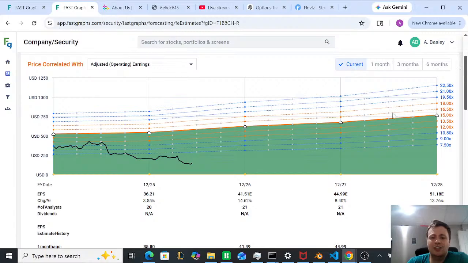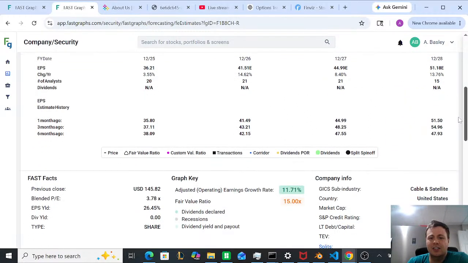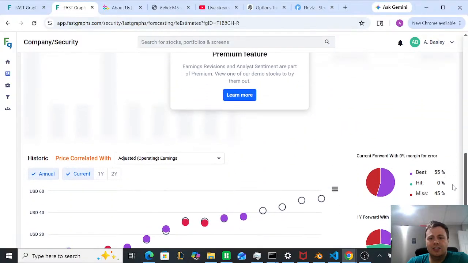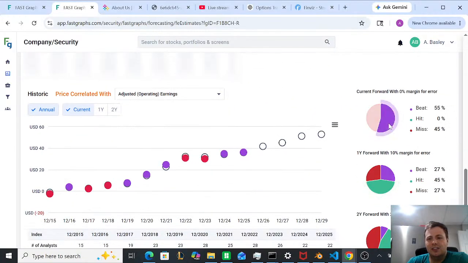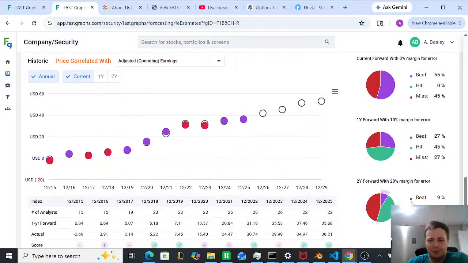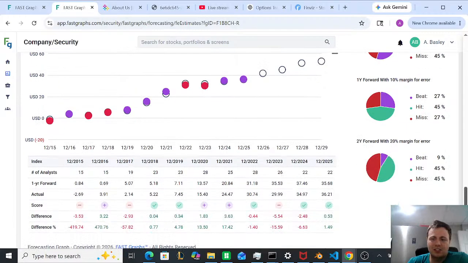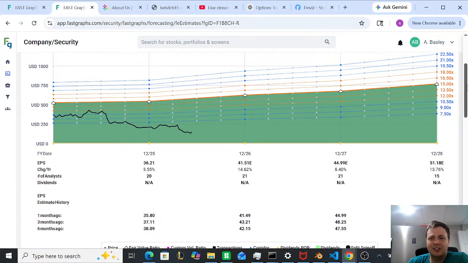Let's see, there are a lot of analysts following this one too, like 20 or 21 analysts, 15 for that many years out. Let's see how the analysts do. It's more of a 50-50 with 0% margin. If we're talking 10% margin, they're still on track about 73% of the time. And we're looking at more of a 50-50 for the years out. So the analysts are a little worse at predicting this company.